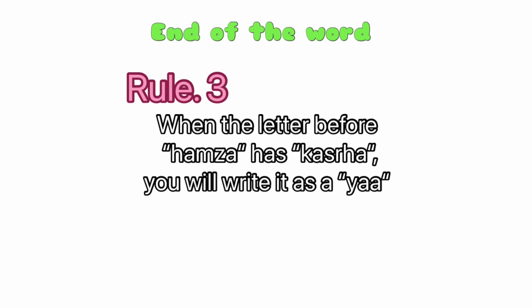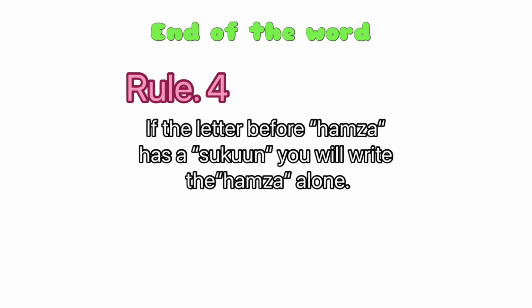Same goes with rule number 3. When the letter before it has a kasra, you are gonna write it on a ya form, with the hamza on top of a ya. For example, the word dafi. Dafi means worm. Rule number 4: when the letter before the hamza has a sukoon, you will write it again on a ya, such as shay.